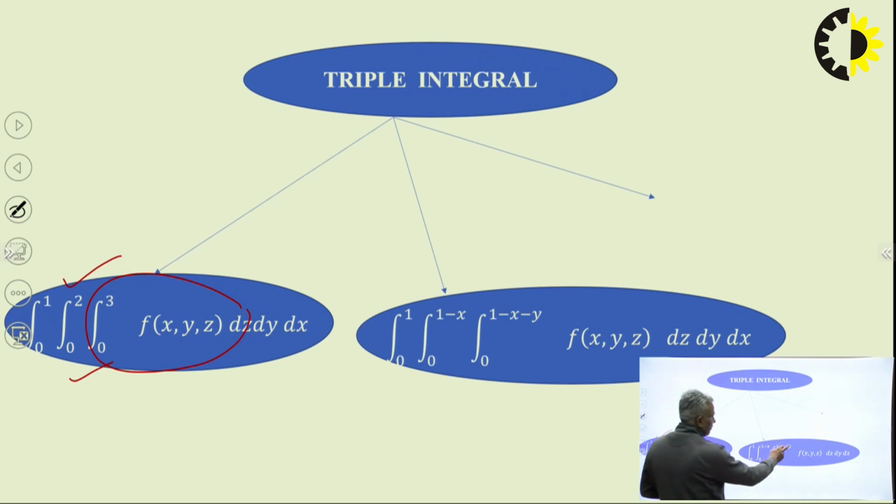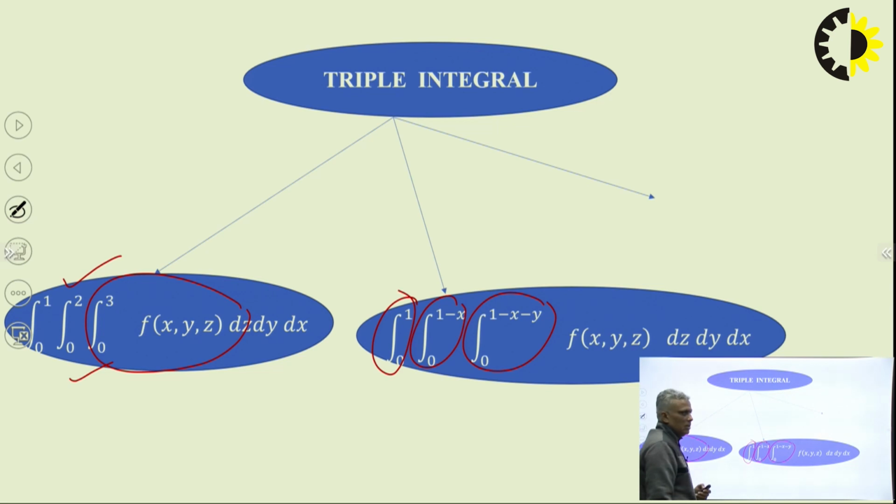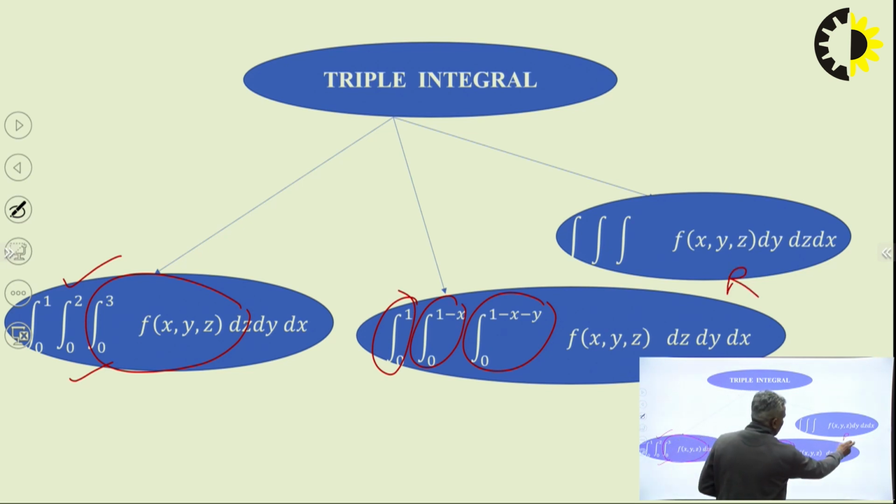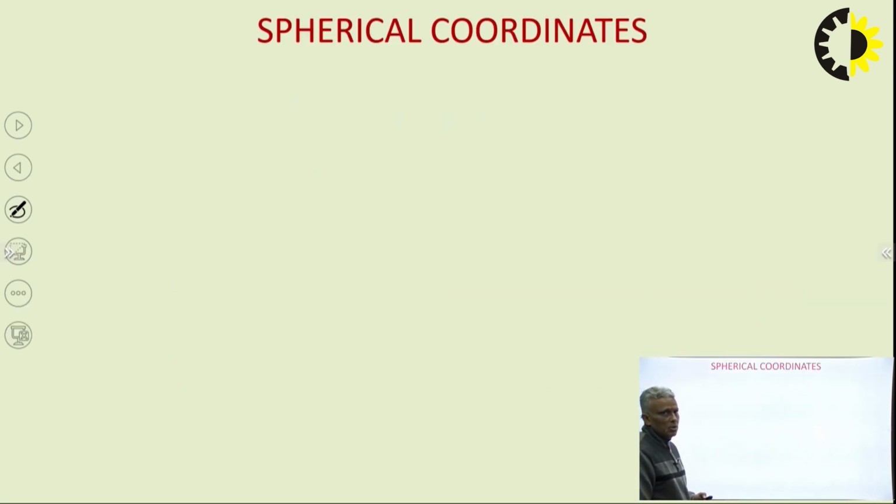This is the limit of z, this is the limit of y, and this is the limit of x here. Another way is when the limit is not given, but the region is given, then we calculate it with the help of the diagram. In this way we can calculate the volume.